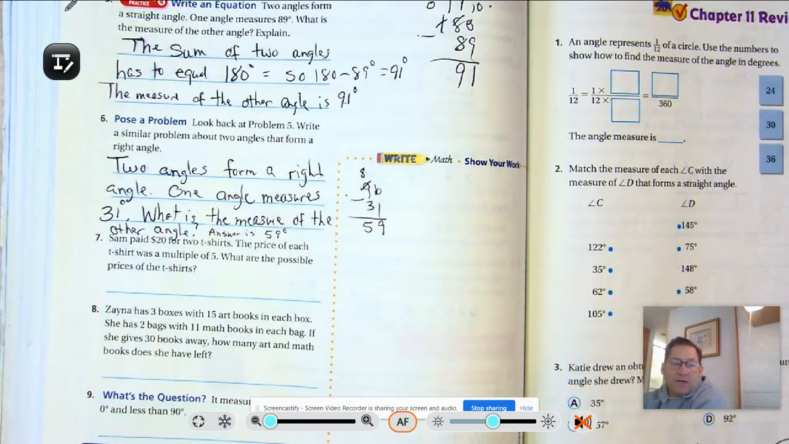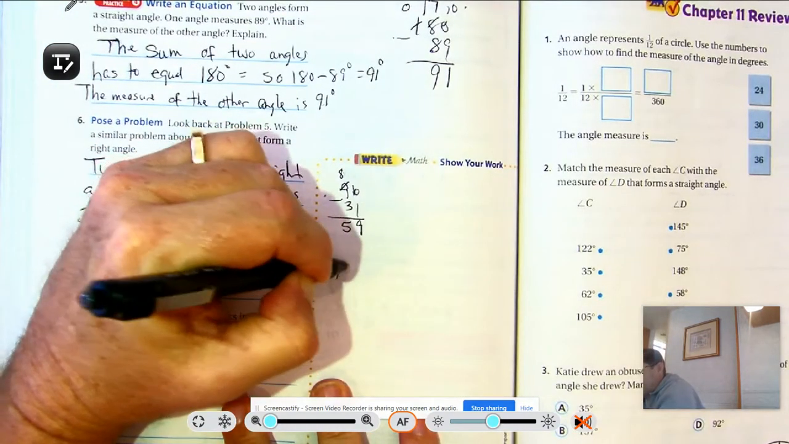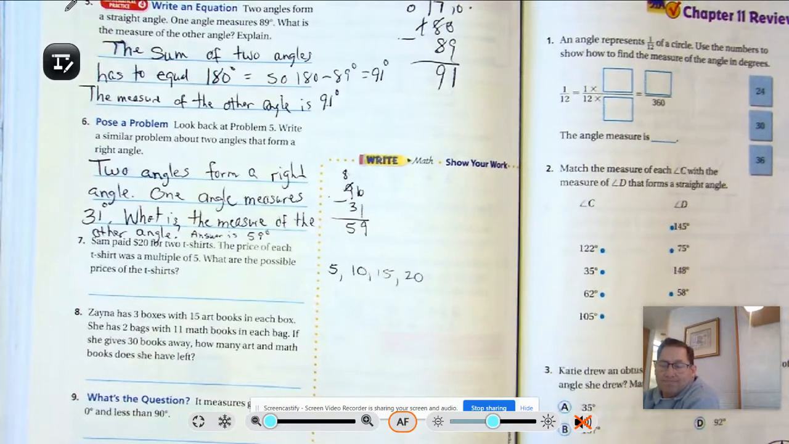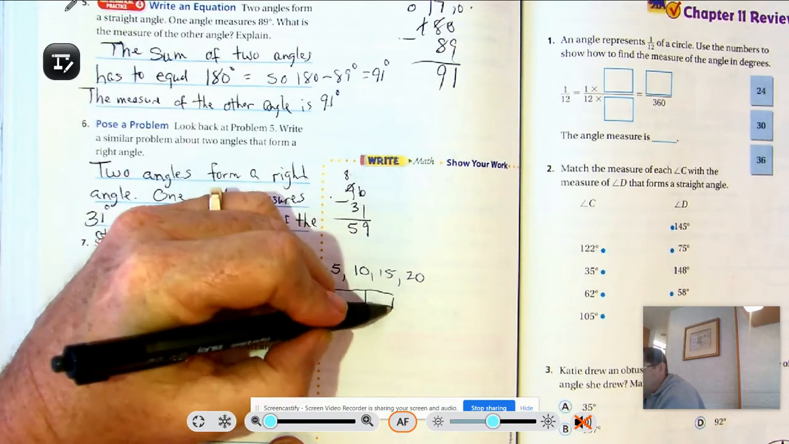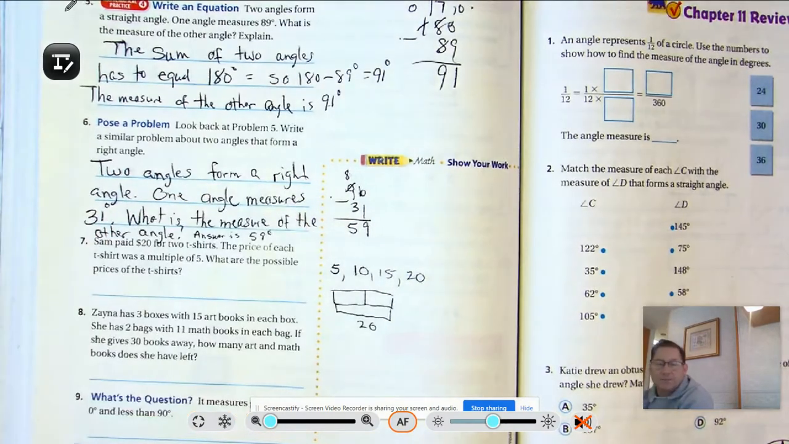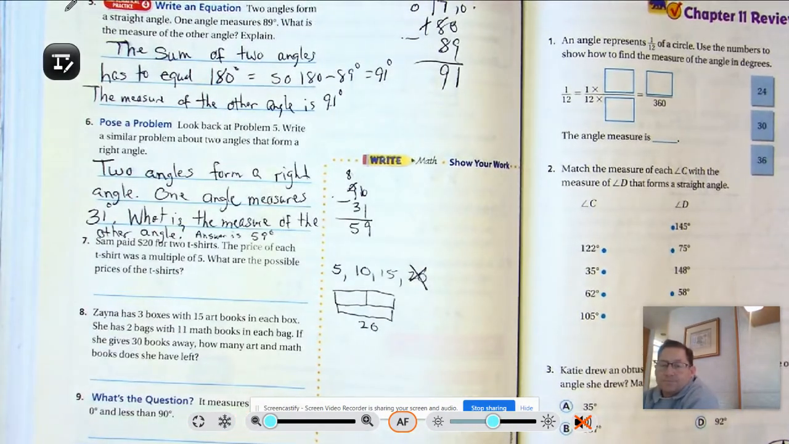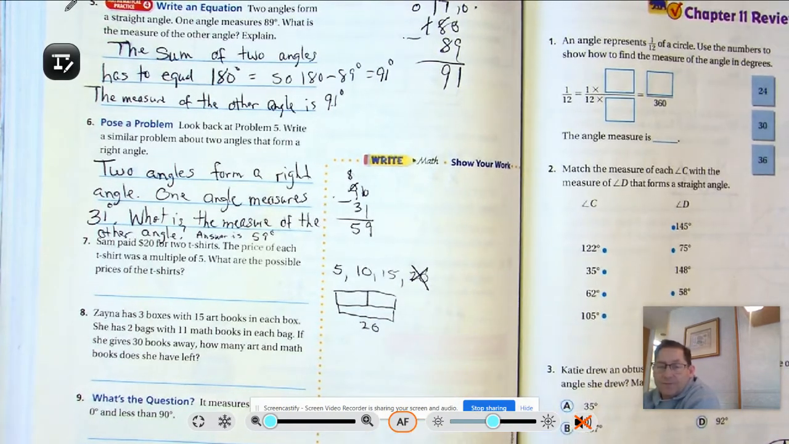Okay. Sam paid $20 for 2 t-shirts. The price of each t-shirt was a multiple of 5. What are the possible prices of the t-shirts? Well, multiples of 5, 10, 15, 20. Now he bought 2 shirts, right? So 2 shirts added together has to be $20. Well, it can't be 20 then, because if he pays $20 for 1 shirt, then he's only buying 1 shirt.